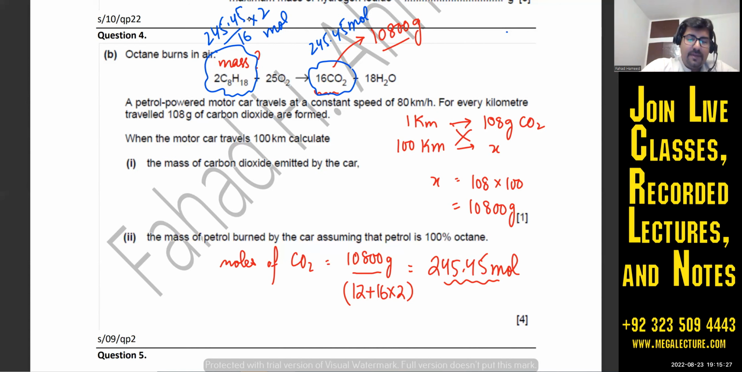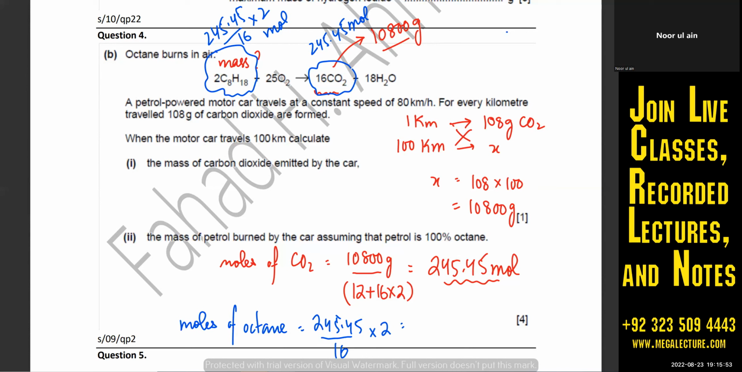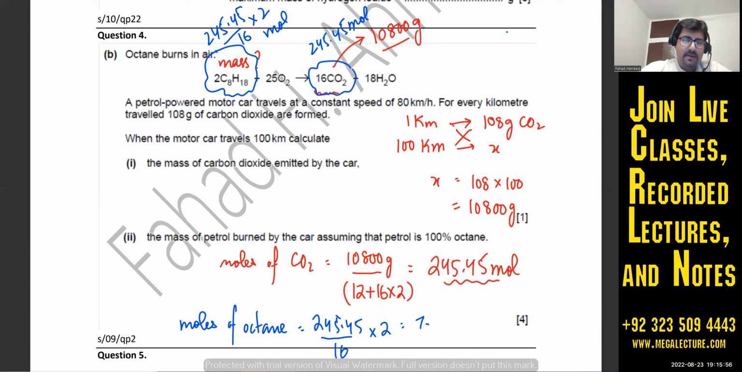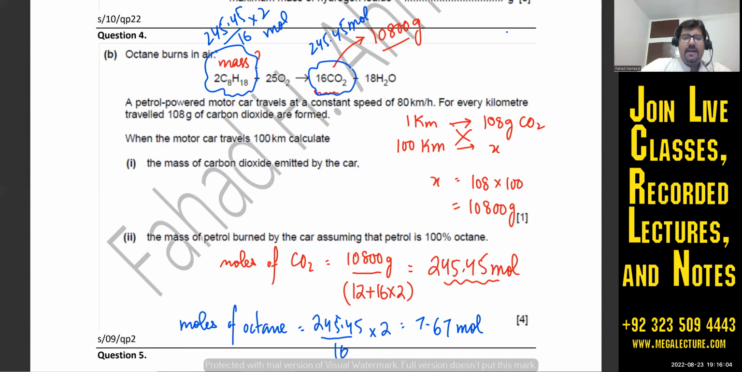So I'm just going to neatly write it over here. Okay, moles of octane are 245.45 and divide by 16. तो क्या वैल्यू आई है हमारे पास? 7.670. So we're getting 7.67. So I've found the moles of octane.